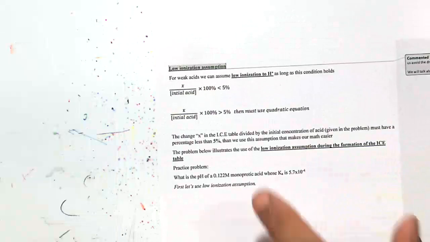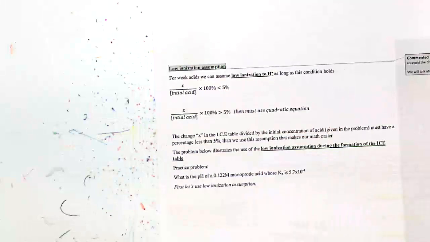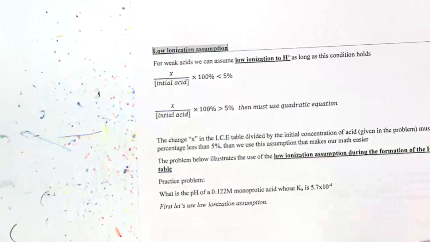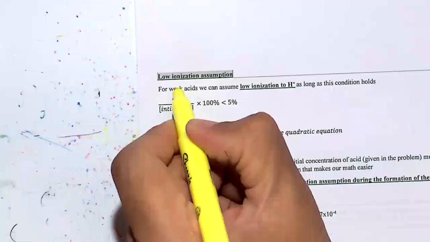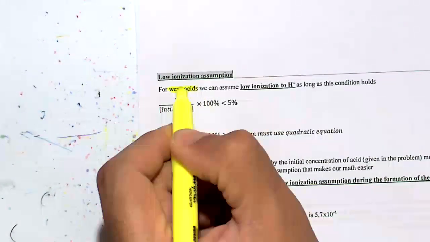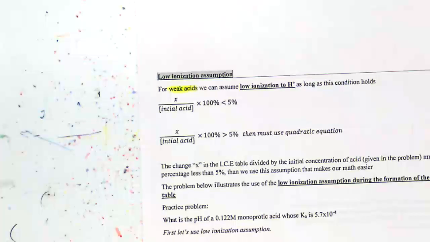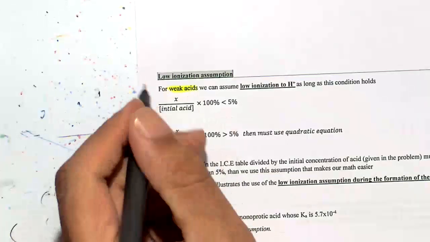All right, so I'm going to teach you something here that will make your life a little bit easier. Let's just follow along here. First of all, for weak acids, we'll do something called the low ionization assumption. Number one, we're going to use our ice table. If you know your ice tables from Tuesday's exam, that's good, because you'll do a lot of them now.